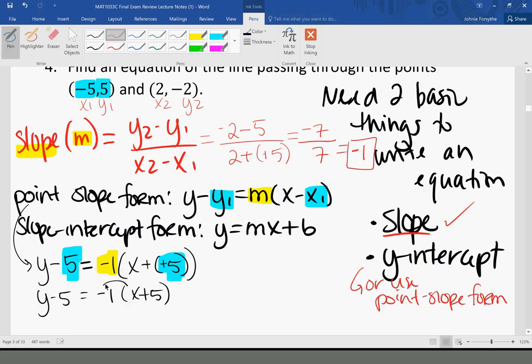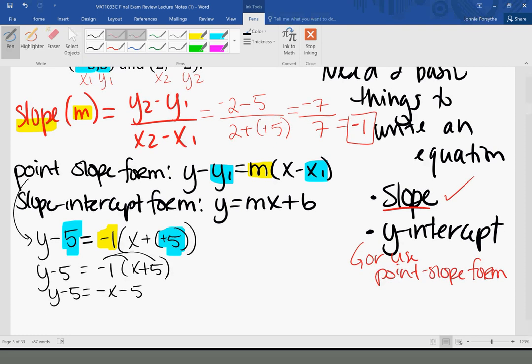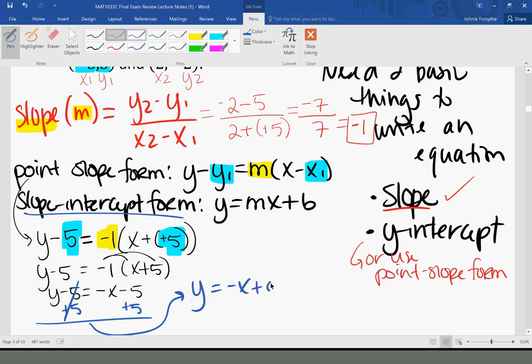So now we're going to distribute this negative 1. Negative 1 times x is negative x. Negative 1 times 5 is negative 5. And then we have y minus 5 equals negative x minus 5. And if we want to put it in slope-intercept form, let's get the y by itself. So we're going to add this 5. And then we're going to have y equals negative x. And then negative 5 plus 5 is 0. So you could write this as your answer, or you could just say y equals negative x. And that's going to be the equation of your line.